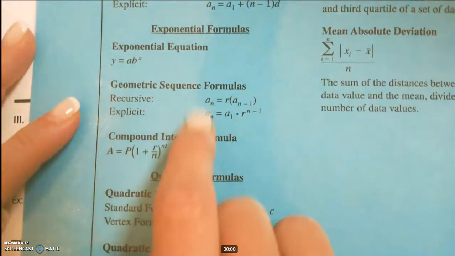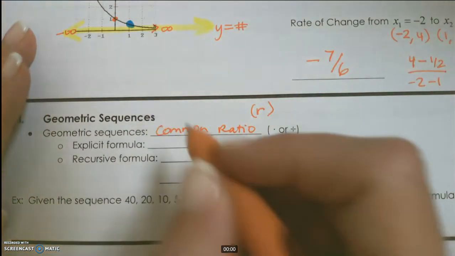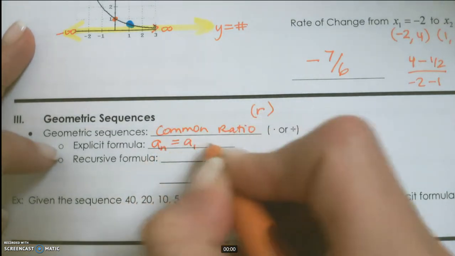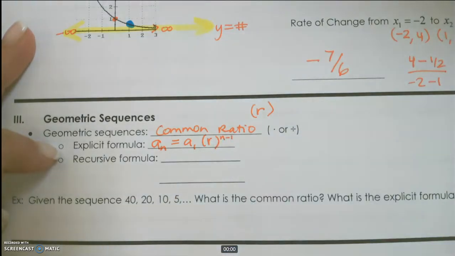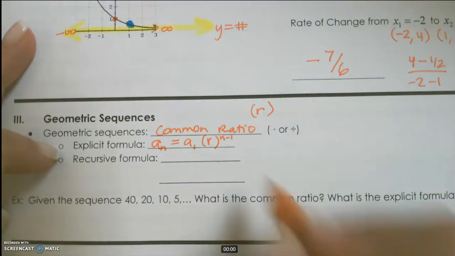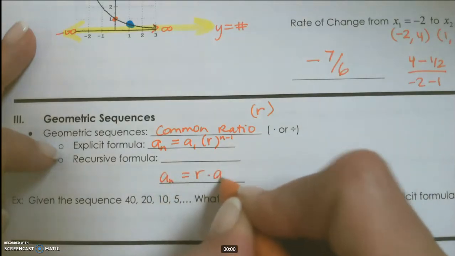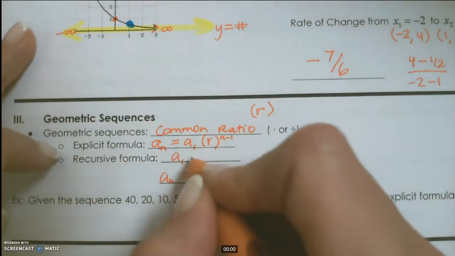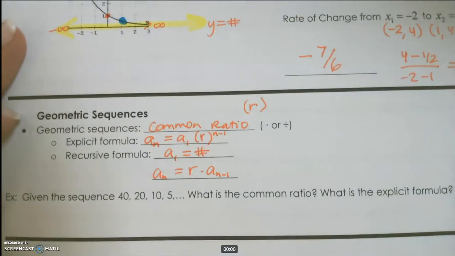So let's see. Geometric sequences. The two formulas are right here to reference. The explicit formula is a sub n equals my first term times r to the n minus 1. For the recursive formula, it's a sub n equals r times a sub n minus 1. You have to include the first term whenever you're talking about the recursive formula.